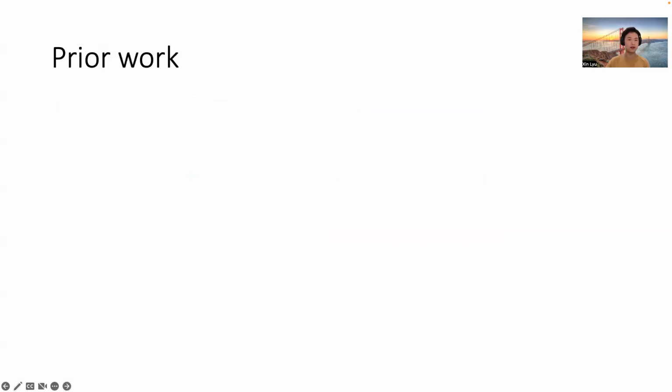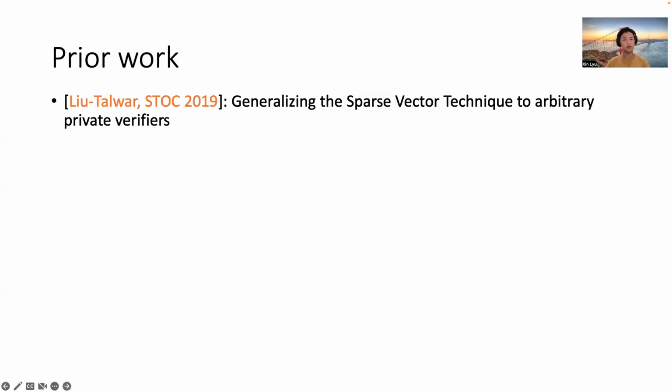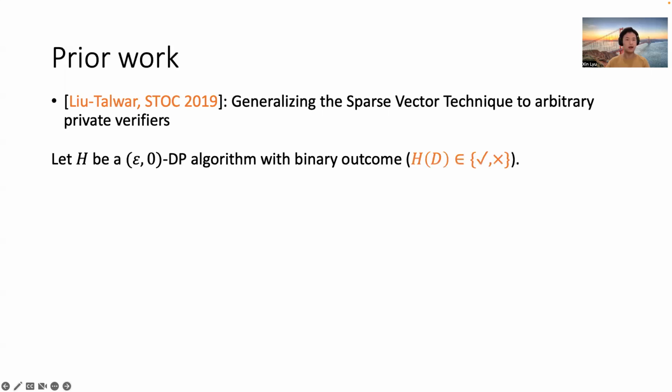Before stating our results, let's also mention the previous work. In this beautiful work by Liu and Tower, they already considered generalizing the sparse vector technique to handle arbitrary private verifiers. To model an arbitrary private verifier and private claim, let H be a private algorithm with binary outcome, which we think of as a verifier for the claim. So its outcome is either accept or reject.